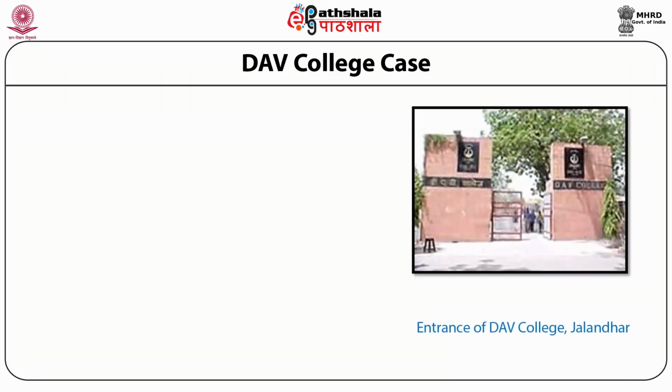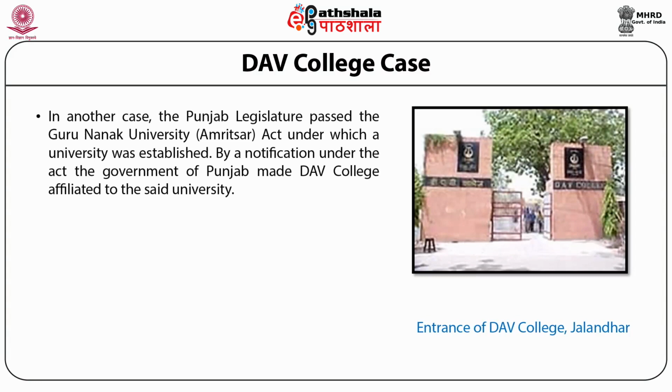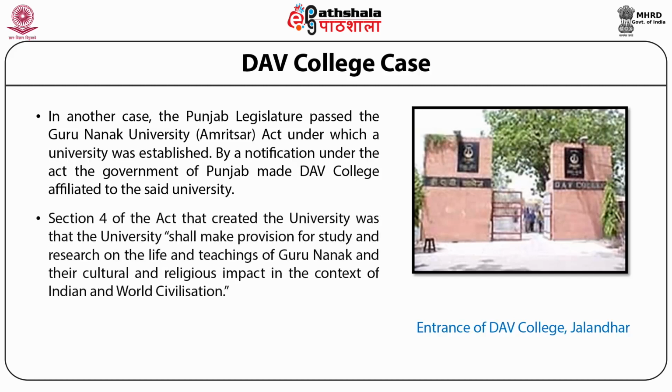Finally, let's come to the DAV College case. In this case, the Punjab legislature passed the Guru Nanak University Act, under which a university was established. By notification under the Act, the Punjab government made DAV College in Jalandhar affiliated to the said university, Guru Nanak University. Section 4 of that Act said that the university shall, I quote, make provision for study and research on the life and teachings of Guru Nanak and their cultural and religious impact in the context of Indian and world civilization, unquote.